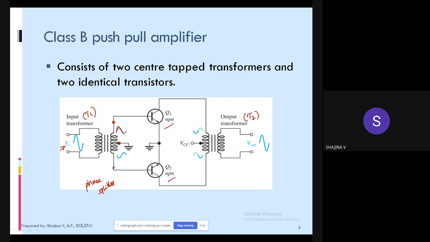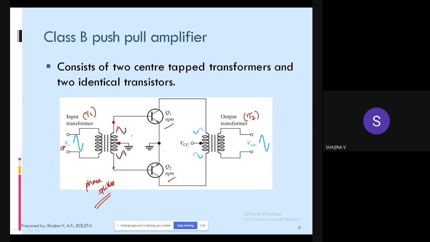So one will be like this, at this point the signal will be like this, and at this point it will be 180-degree phase shifted. Okay, so that is why this input transformer is called as phase splitter. So to the primary of input transformer we are applying the input signal, and at the two terminals of the secondary you will obtain two identical signals which are out of phase, or we can say with a phase shift of 180-degree.